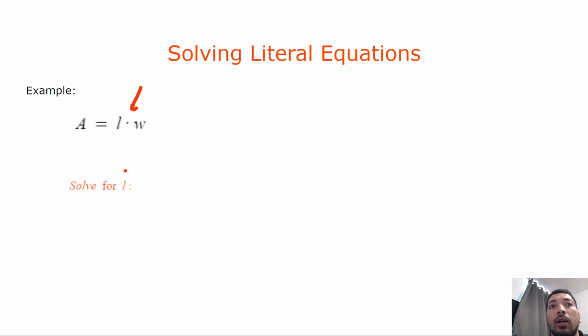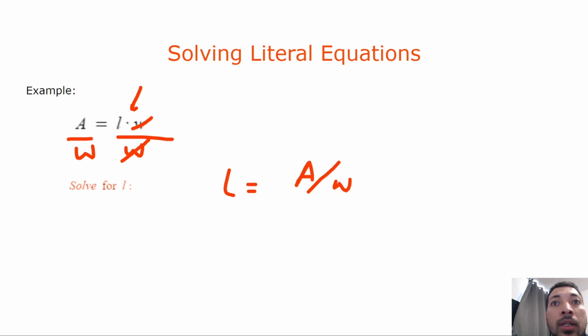Now how do you actually solve for this variable L in terms of the other variables? We can see that the operation over here is multiplication. So we need to do the inverse operation of this multiplication. So we divide both sides by W. Once we do that, this W cancels out. So we have L equals A over W. This is basically how we isolate one variable in terms of the other variables. We'll see a couple more examples.